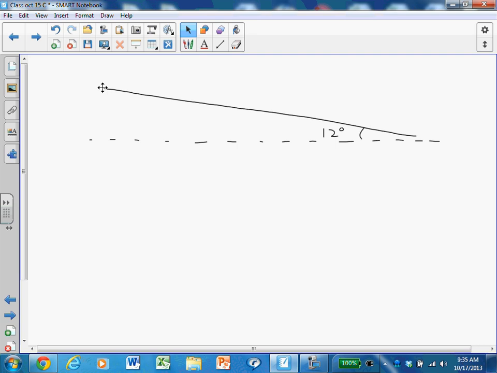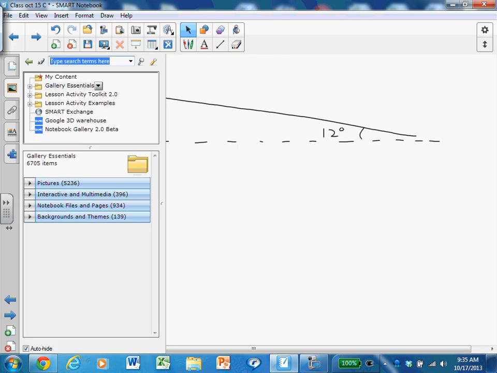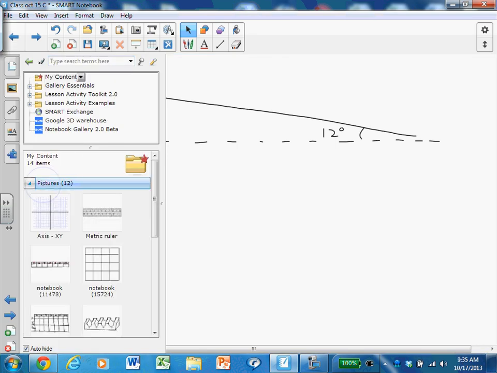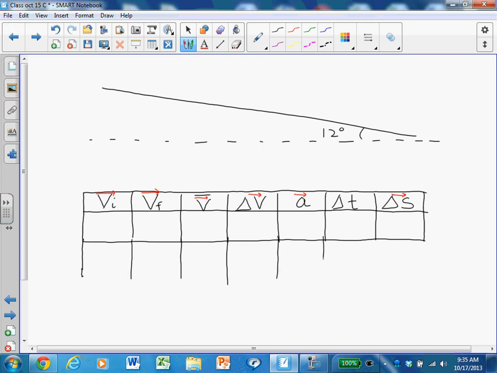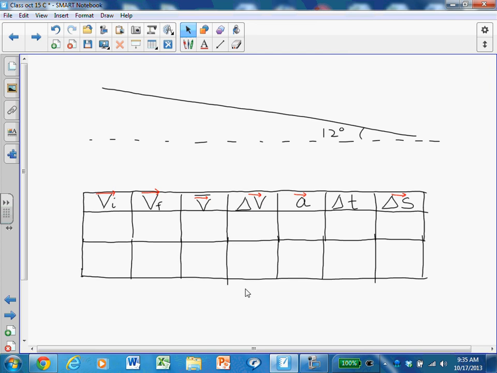So your chart looks like this, but there are 2 rows on it. And I'll give you a hint. The first thing you have to do is come up with the acceleration. Okay? But you should know how to do that from your notes.